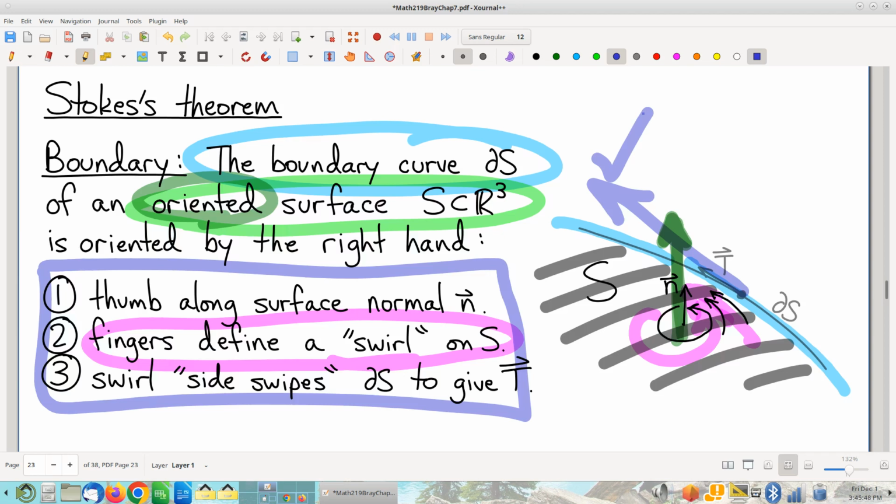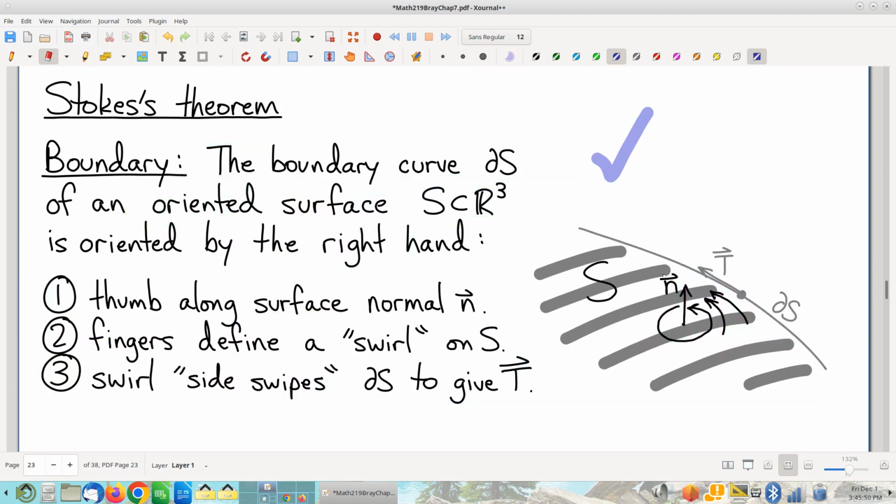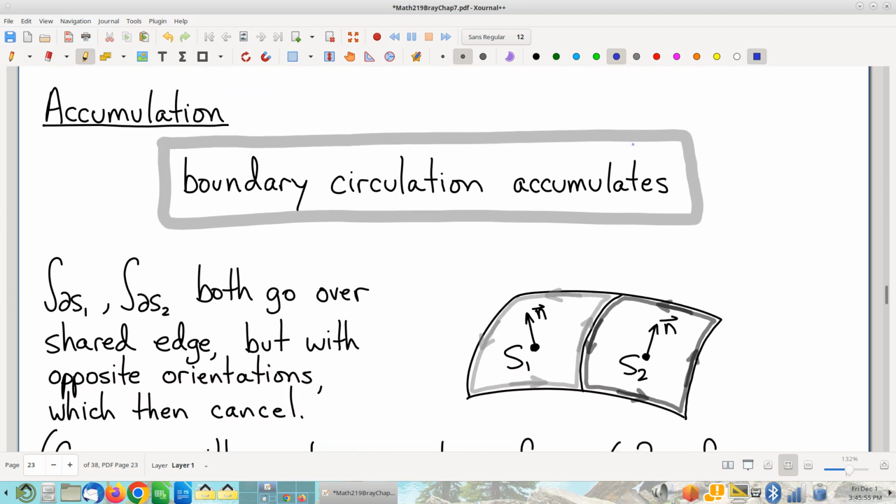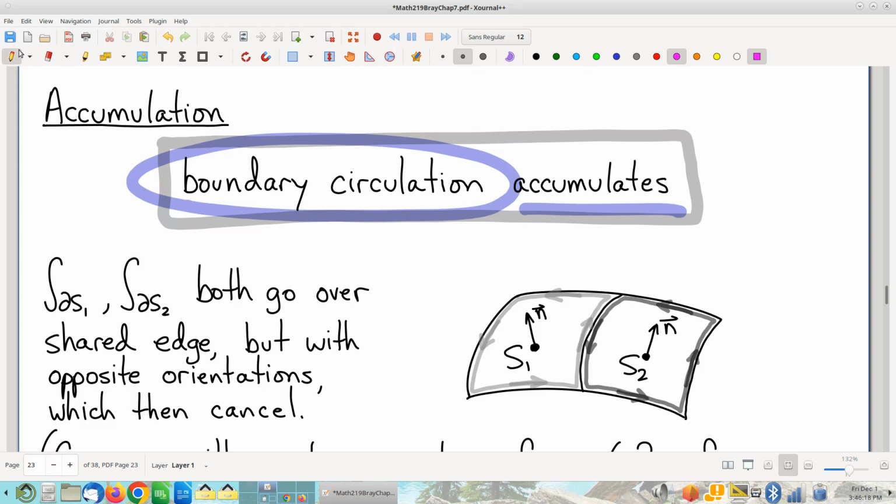All right, so we have a notion of boundary orientation. We're going to have to talk about accumulation. Nobody's stunned there. We keep talking about accumulating quantities all the time. That's how all these theorems work. I claim that, kind of like with Green's theorem, boundary circulation is going to be our accumulating quantity in this theorem. So boundary circulation accumulates, and to be more specific, it accumulates over surfaces.